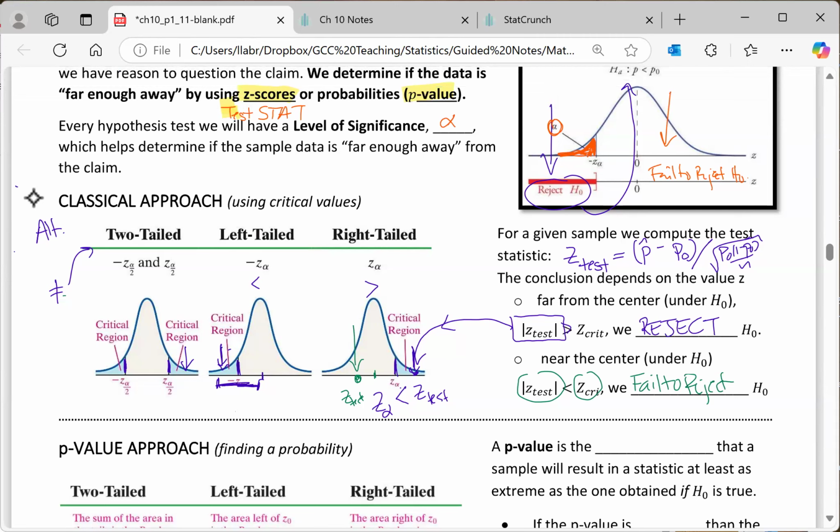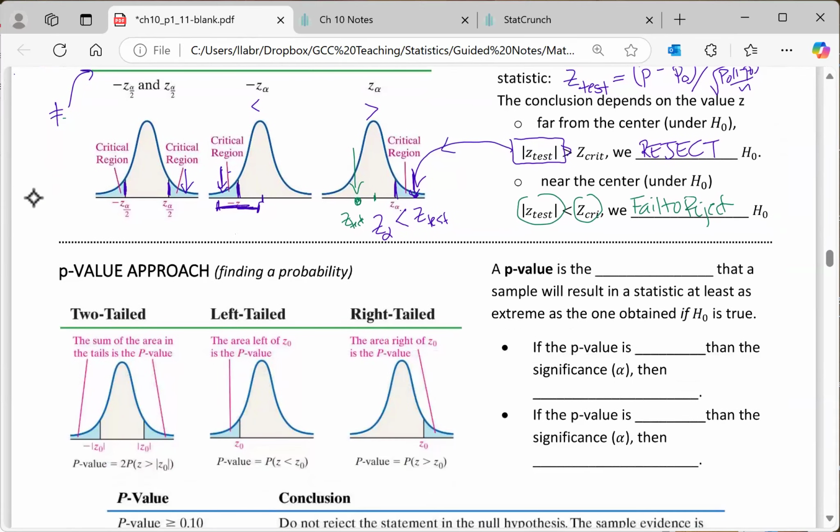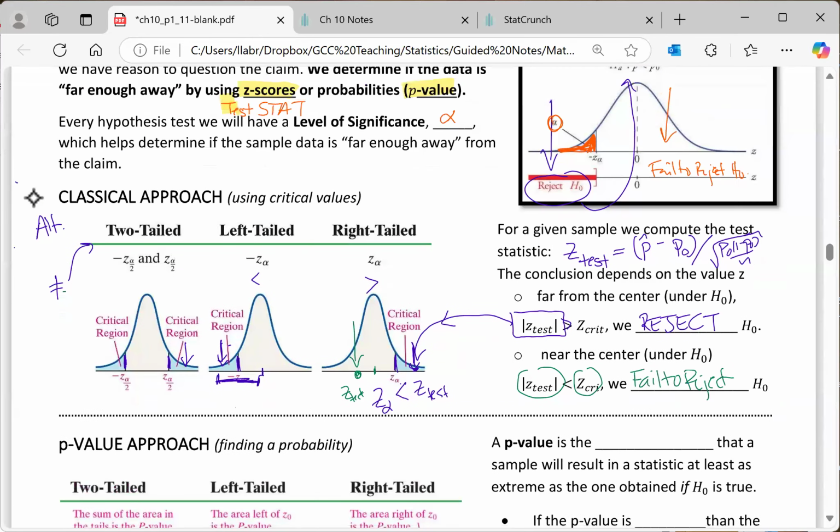So I don't have any of the stuff memorized. I encourage you not to have it memorized. Just kind of reason through what it's saying. All right, so that's the classical approach using test statistics. This is the way people did statistics for most of the time that it's been around.